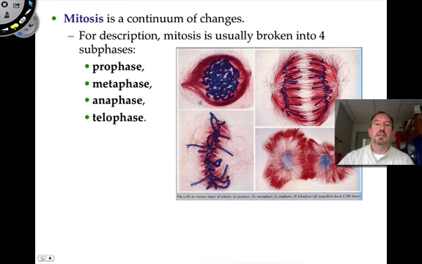and then as you can see in the picture below, this is metaphase. A great name, meta meaning in the middle. So all the chromosomes are lined up in the true equator of the cell.